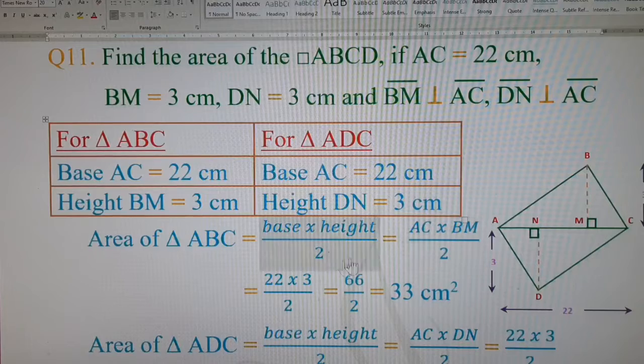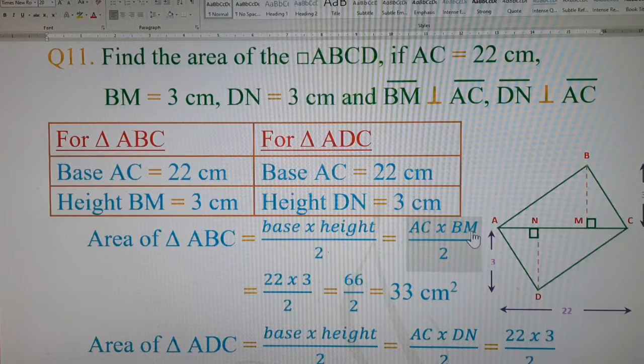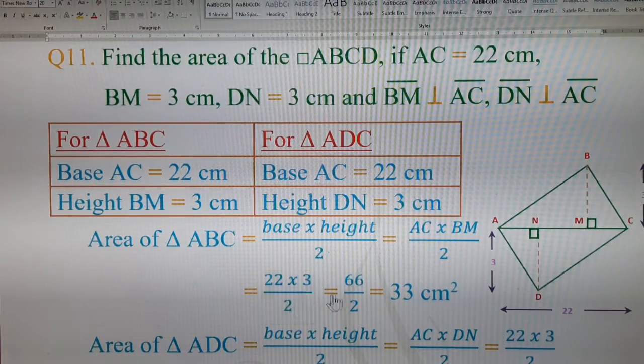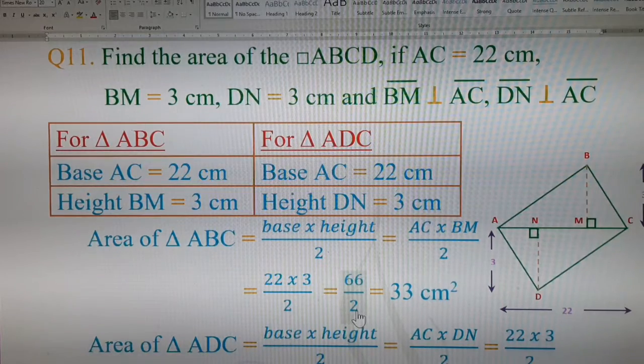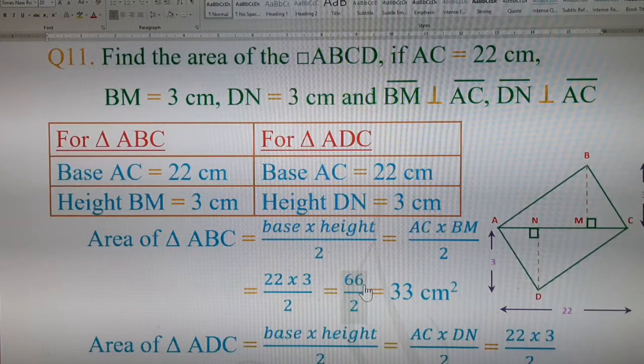So instead of AC, we'll substitute the value 22. Instead of the height BM, we'll substitute the value 3. So 22 multiplied by 3, our answer will be 66, and that we have to divide by 2. 66 divided by 2, our answer will be 33 upon 1, because 66 upon 2 we can cancel and simplify and reduce by using 2's table. 2 1s are 2, 2 33s are 66. Our answer will be 33 upon 1 or only 33.